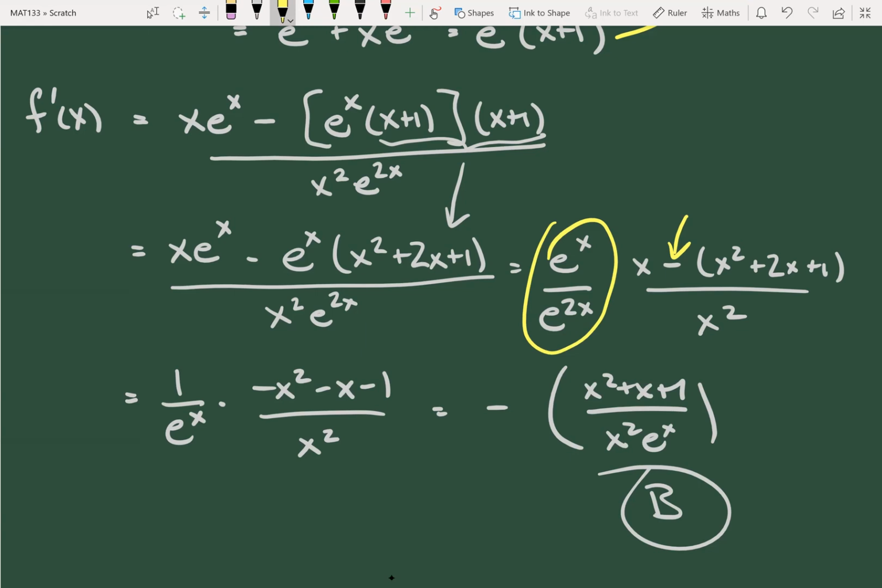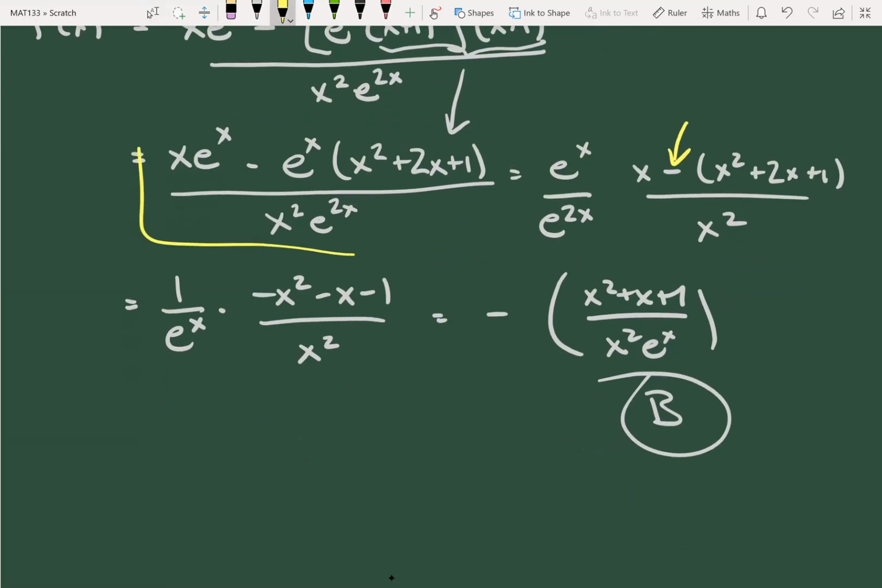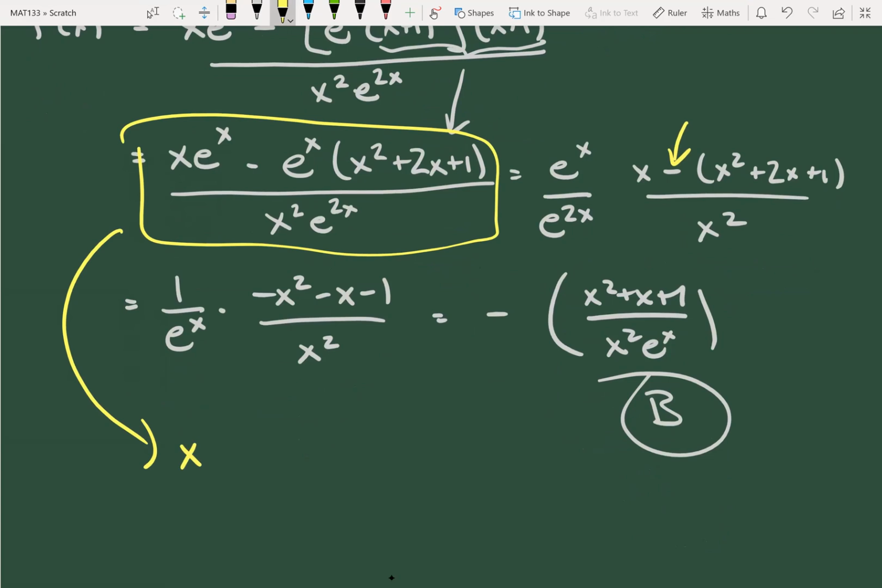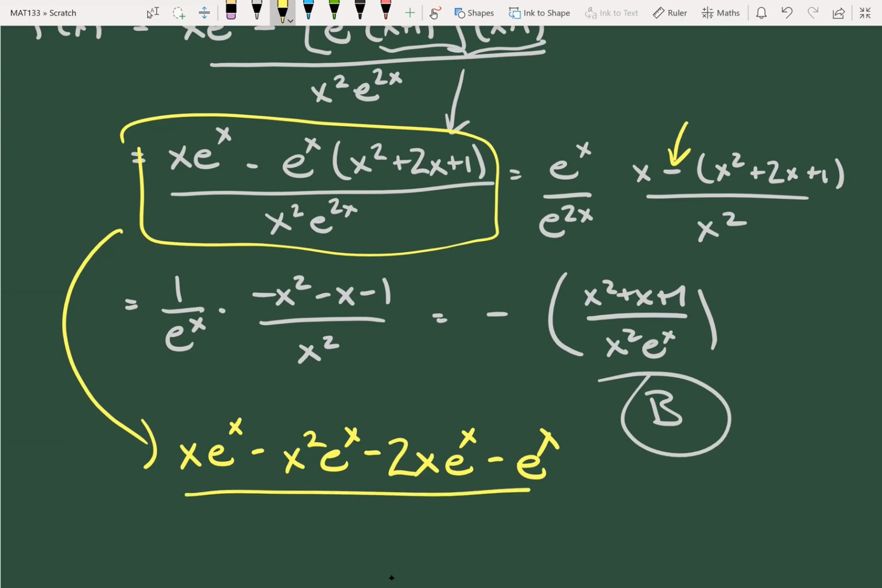Can I repeat how I factored the 1 over e to the x out? Sure. So basically, if you want, actually, let me just restart from here. If we want, we can just expand this out a little bit more. So x e to the x minus x squared e to the x minus 2x e to the x minus e to the x, right? So that's kind of me expanding out that term.